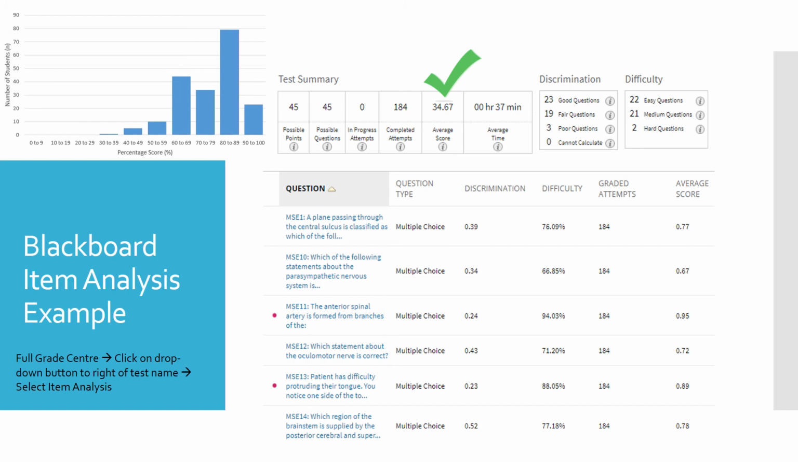So it means that 94% of students got this question right, so it's not a very good question, and 88% of students got this one correct down here. So those are ones that I wouldn't be reusing again.